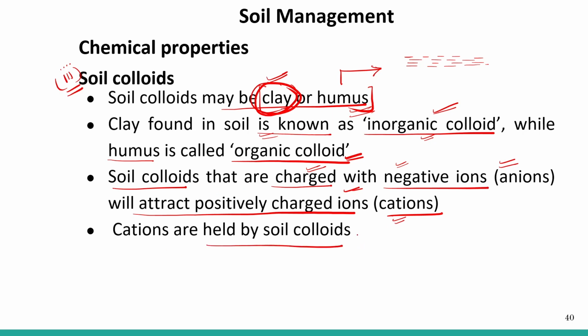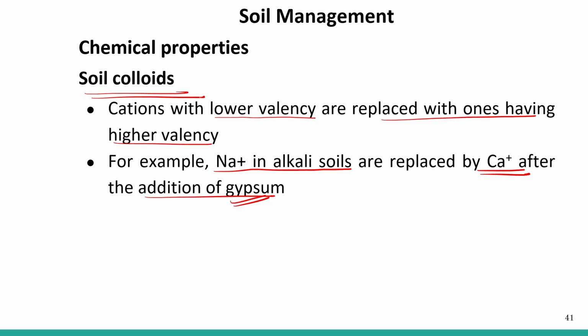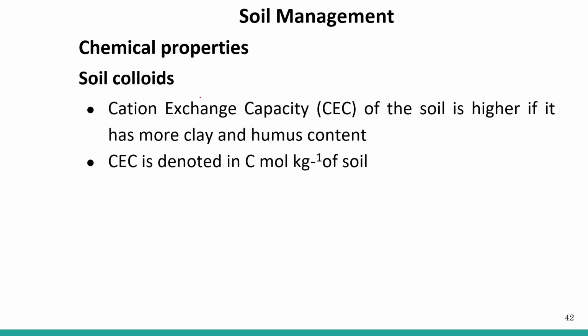Cations are held by soil colloids. So all these cations are held by the soil colloids. Cations with lower valency are replaced with ones having higher valency. For example, sodium in alkali soil is replaced by calcium after the addition of gypsum. So this is the change in the soil colloids that happens.